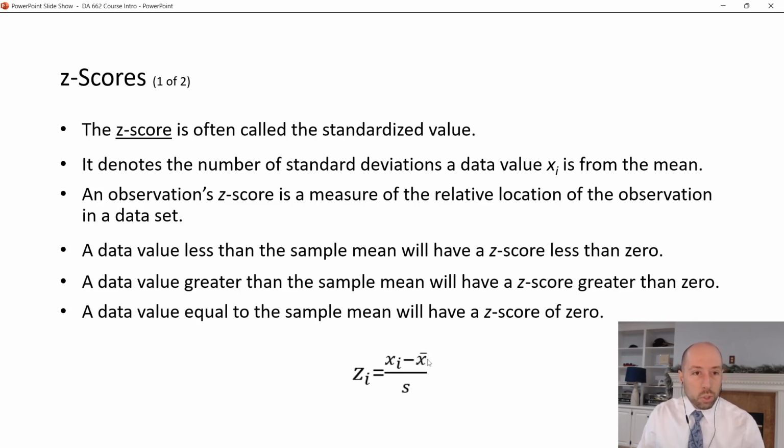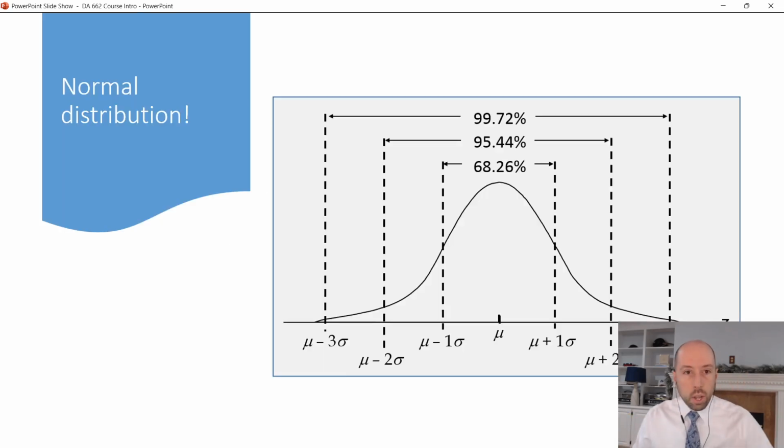But this x bar is just the regular add up the data and divide by how many there were. So what happens? If somebody is 3 inches taller than average, and I divide by the standard deviation, which was 3 inches, then I say this person is exactly 1 standard deviation taller than average. Go back to the picture. And I can find exactly where that person lives on this graph.